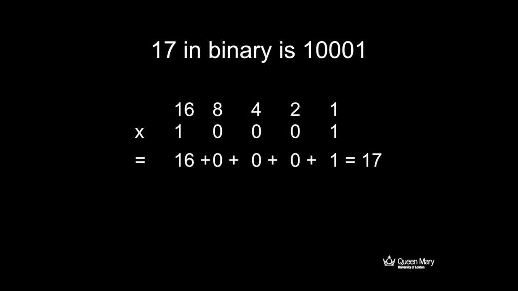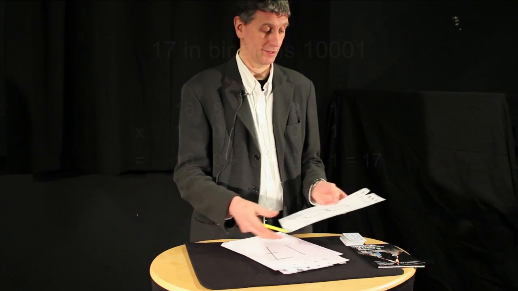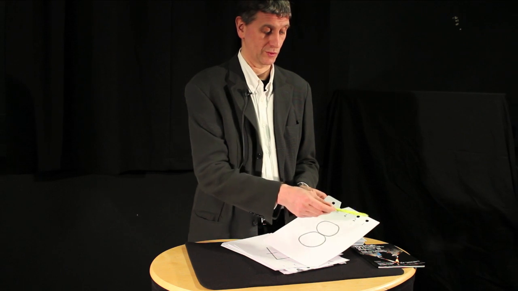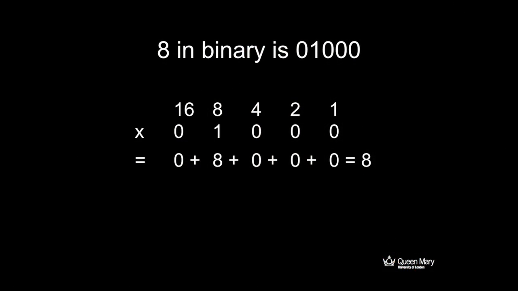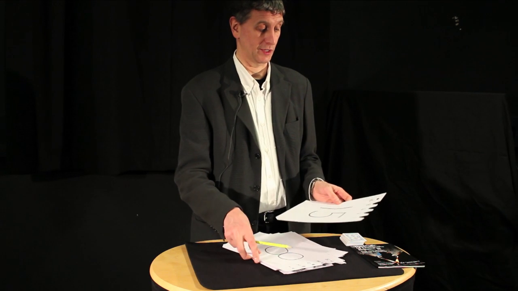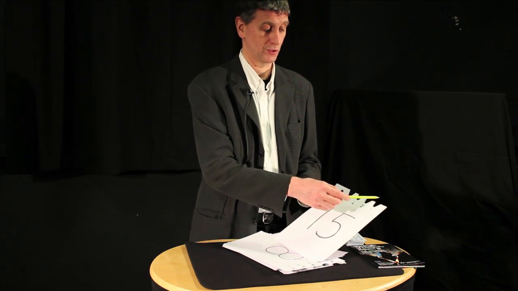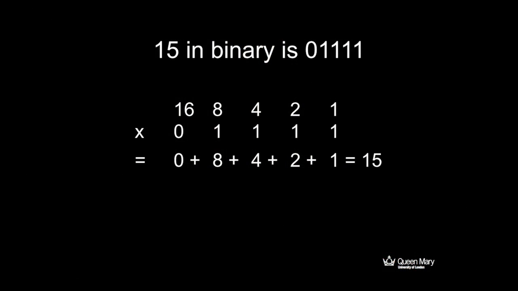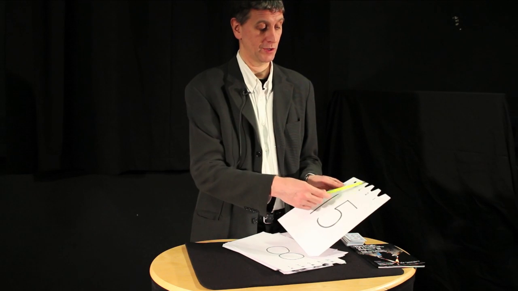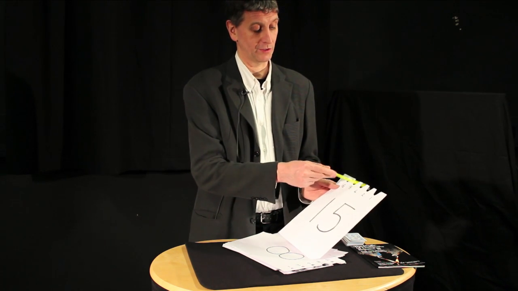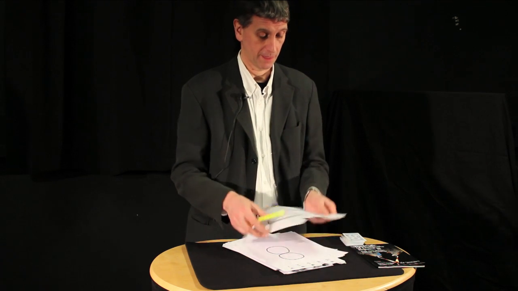If we take a different card, the number 8, and 8 is no 16s, one 8, no 4s, no 2s and no 1. Taking yet another card, take 15. 15 is no 16s, an 8, a 4, a 2 and a 1. 8 plus 4 plus 2 plus 1 makes 15. So you spell out the number in the slots. A 0 is represented as a hole, a 1 in the binary is represented as a slot.